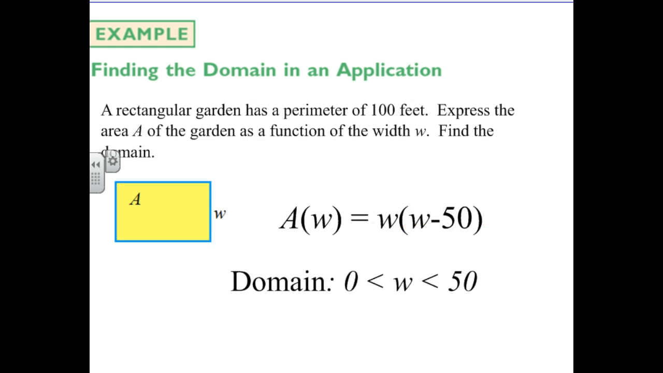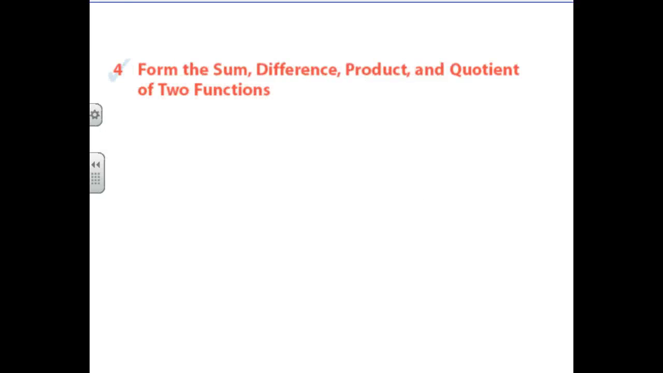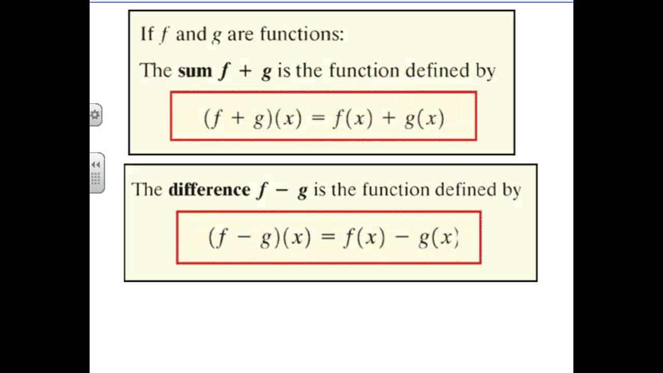So that finishes up, and then to talk about the domain of this thing, you would say that the width can be no less than 0, because you can't have negative width. And then this factor tells you that you can't have a width anything greater than 50. So that is the end of section 3.1.